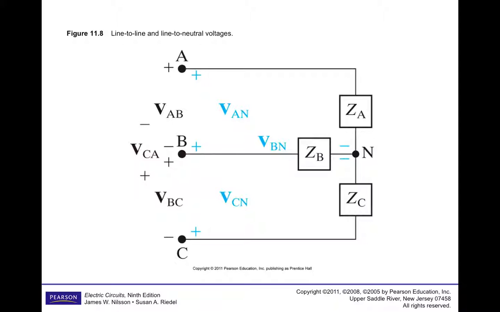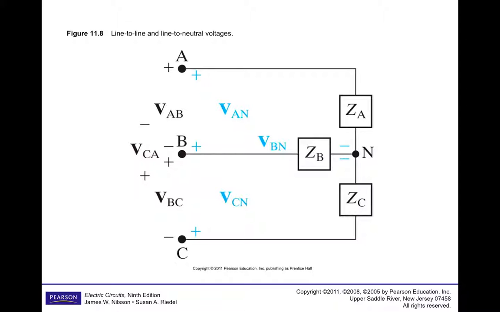The line-to-line voltages would be the voltage that you would measure from one line to another, shown in black. So for example, from point A to point B, across two of the lines, we would have VAB, the line voltage. From C to A, we would have VCA. From B to C, we would have VBC. So the voltages shown in black are line voltages, or line-to-line voltages.